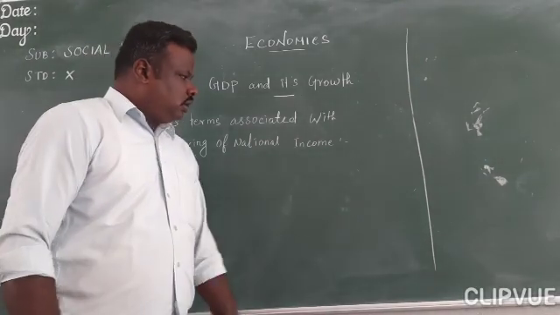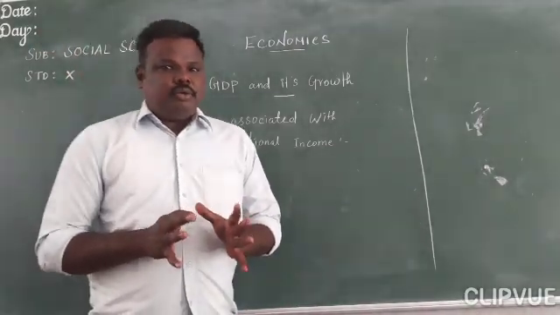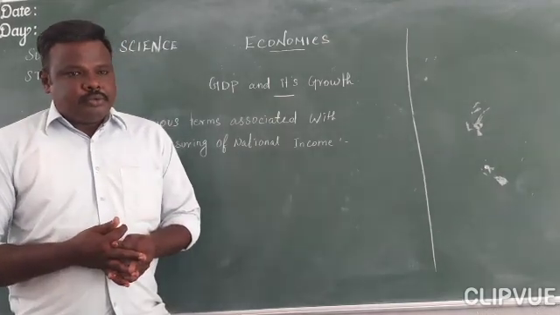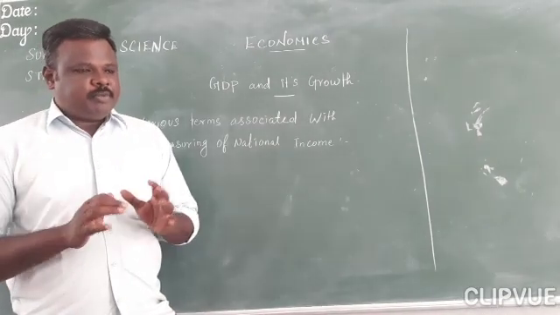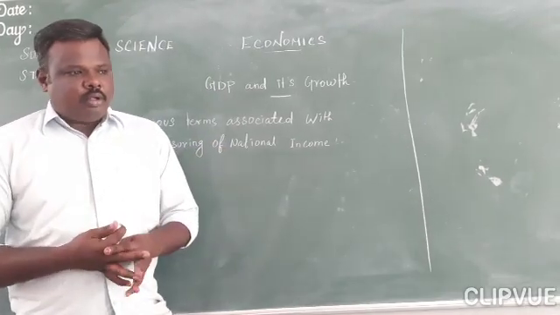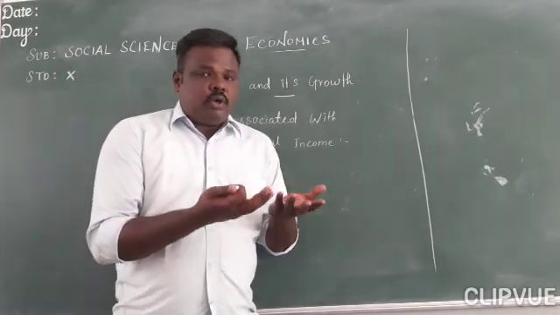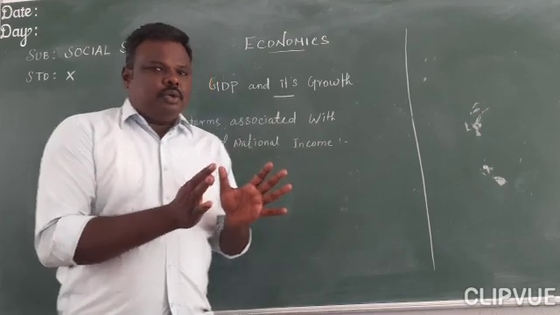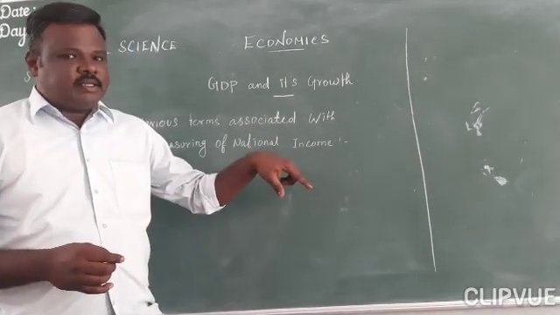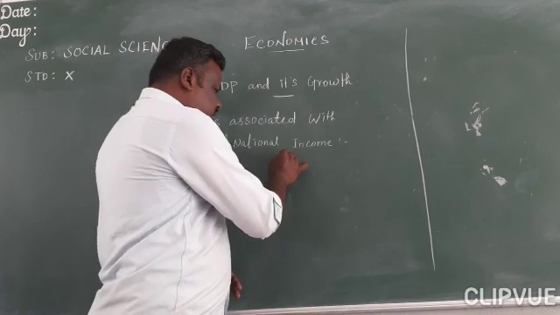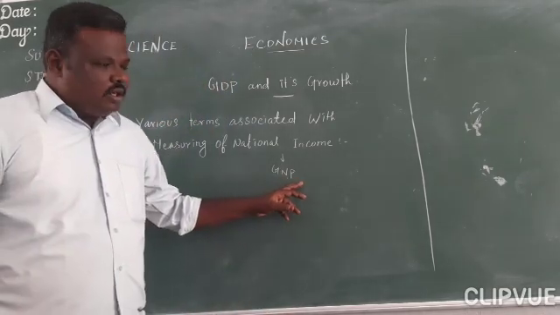We'll see first what is national income. Okay, national income is a measure of the total value of goods and services produced in a country over a period of time, which normally means a year. In the one year of time, how much output of value is calculated as national income. So national income is also known as GDP, also known as GNP, that is gross national product.